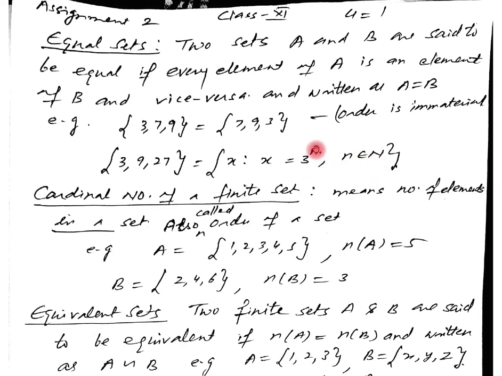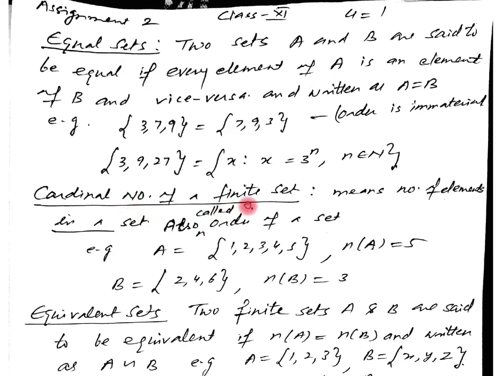Putting n = 1 we get 3. Putting n = 2 we get 9. Putting n = 3 we get 27 and so on. So these are here, with the dots. Now again these two are what? Equal sets.